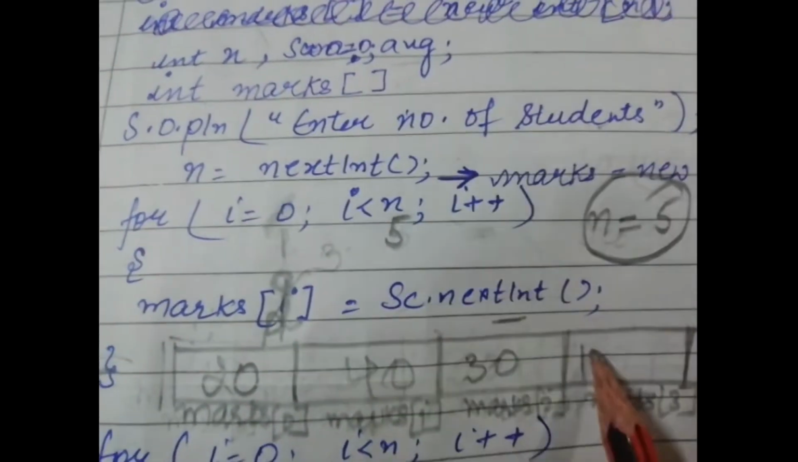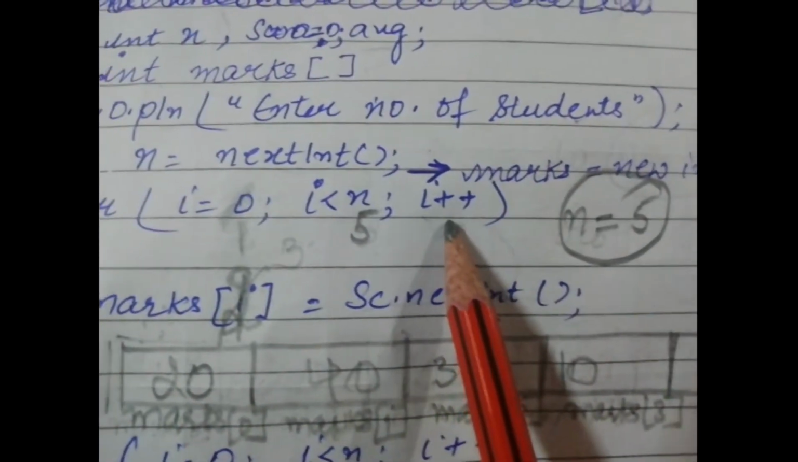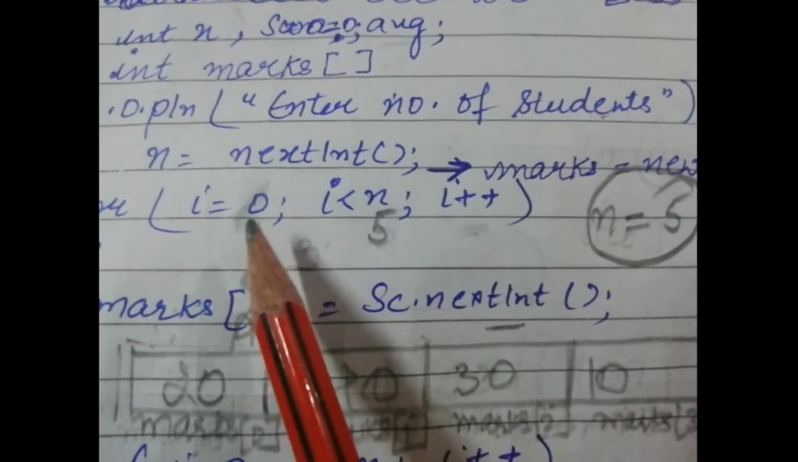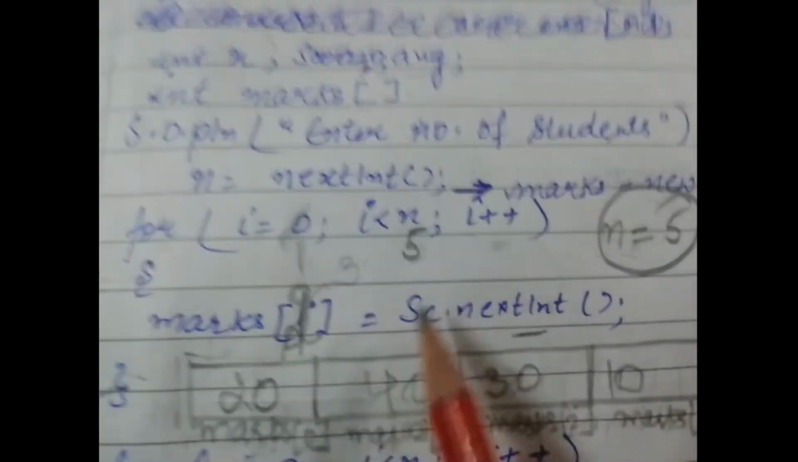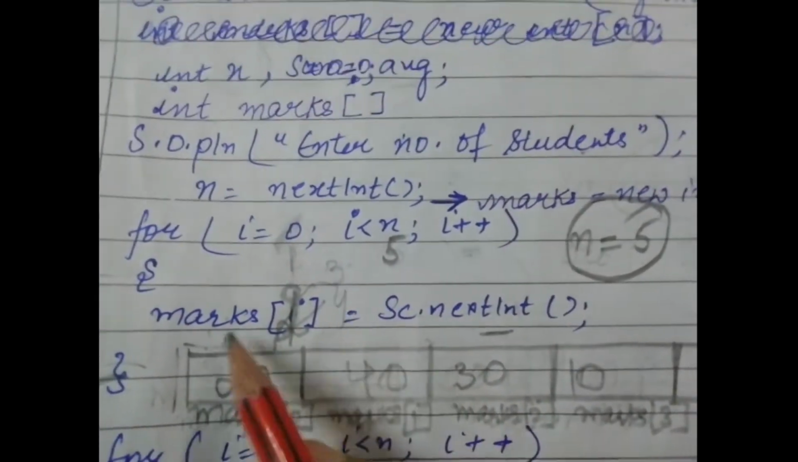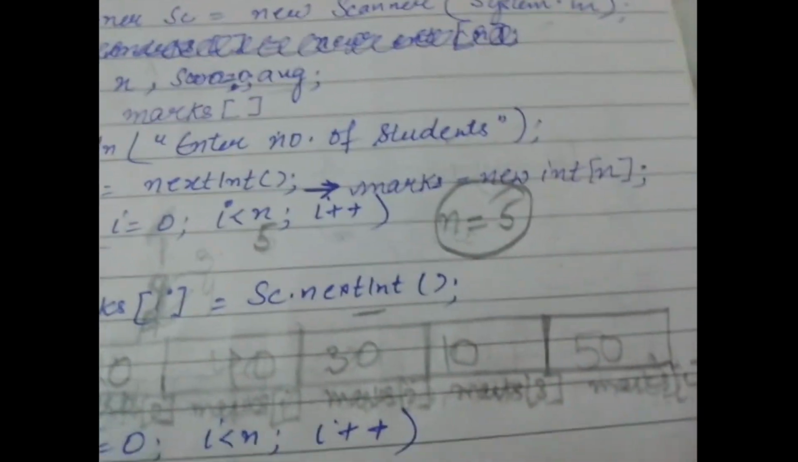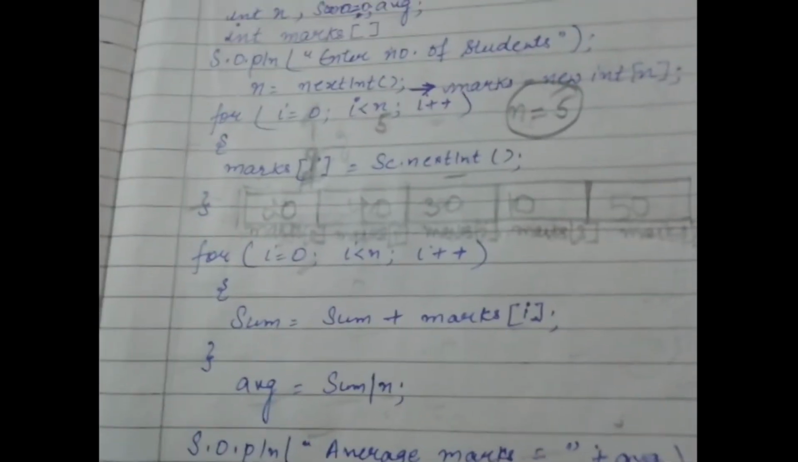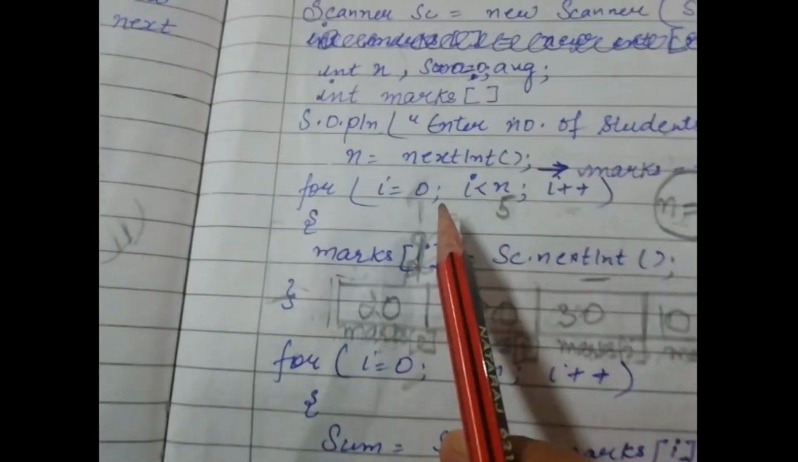Suppose I have entered 10 marks. After this, I is incremented from 3 to 4. 4 is less than 5. Condition true. Then marks 4. Suppose I have entered 50 marks here. Okay, marks 4. After this, the value of I is 5.